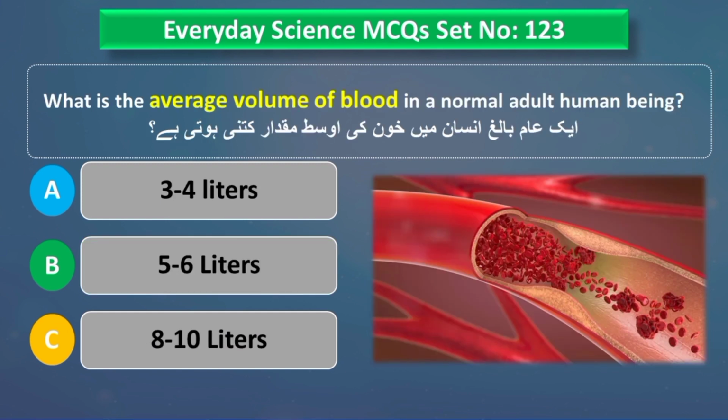Question number 3. What is the average volume of blood in a normal adult human being? The options are A. About 3 to 4 liters, B. About 5 to 6 liters, C. About 8 to 10 liters. So the right answer is option B, 5 to 6 liters. Normal adult humans have around 5 to 6 liters of blood in their bodies.